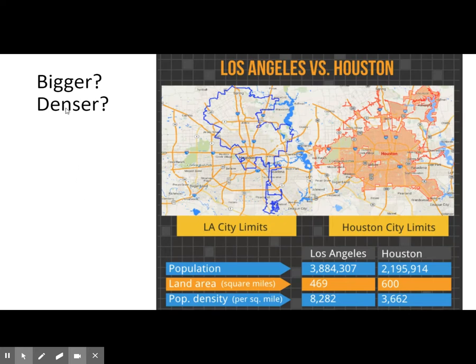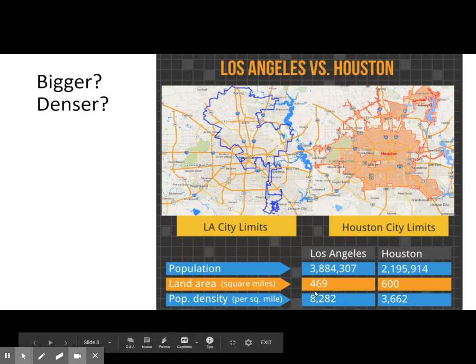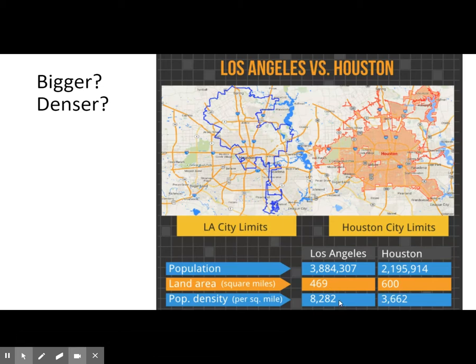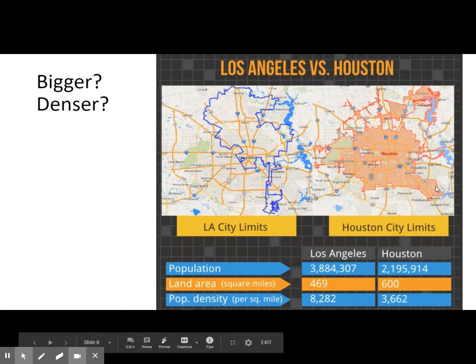So is Los Angeles bigger or denser? The population of Los Angeles is 3,884,307, and in Houston, it is 2,195,914. And then you have to look at the land area. Los Angeles is actually smaller than Houston, because it's only 469 square miles instead of 600 square miles. So the population density is much higher. There's a lot more people living in a smaller space.